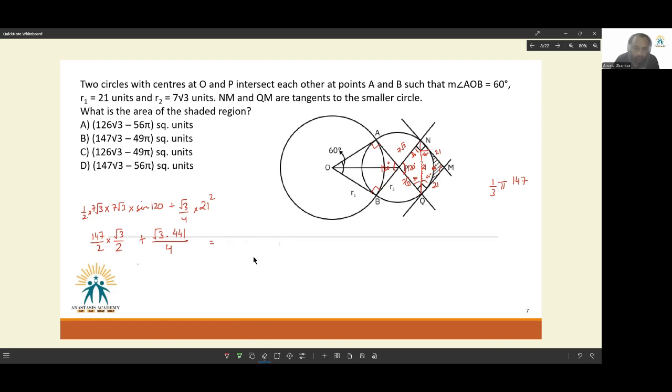So I'll have 441 plus 147. So 588 root 3 by 4, which will be equal to 147 root 3. And this is equal to 49 pi. So great. Area of the quadrilateral minus the area of the sector, I will reach my answer. Option B, 147 root 3 minus 49 pi.